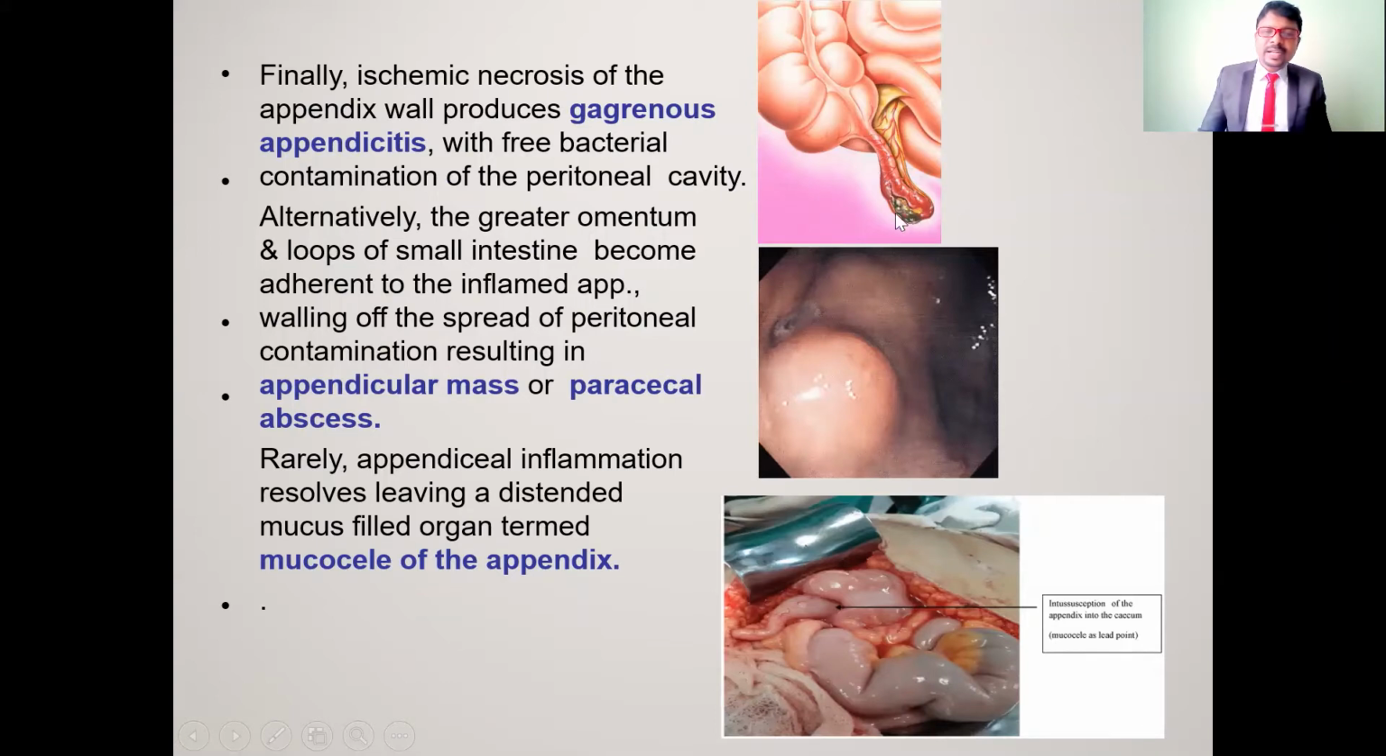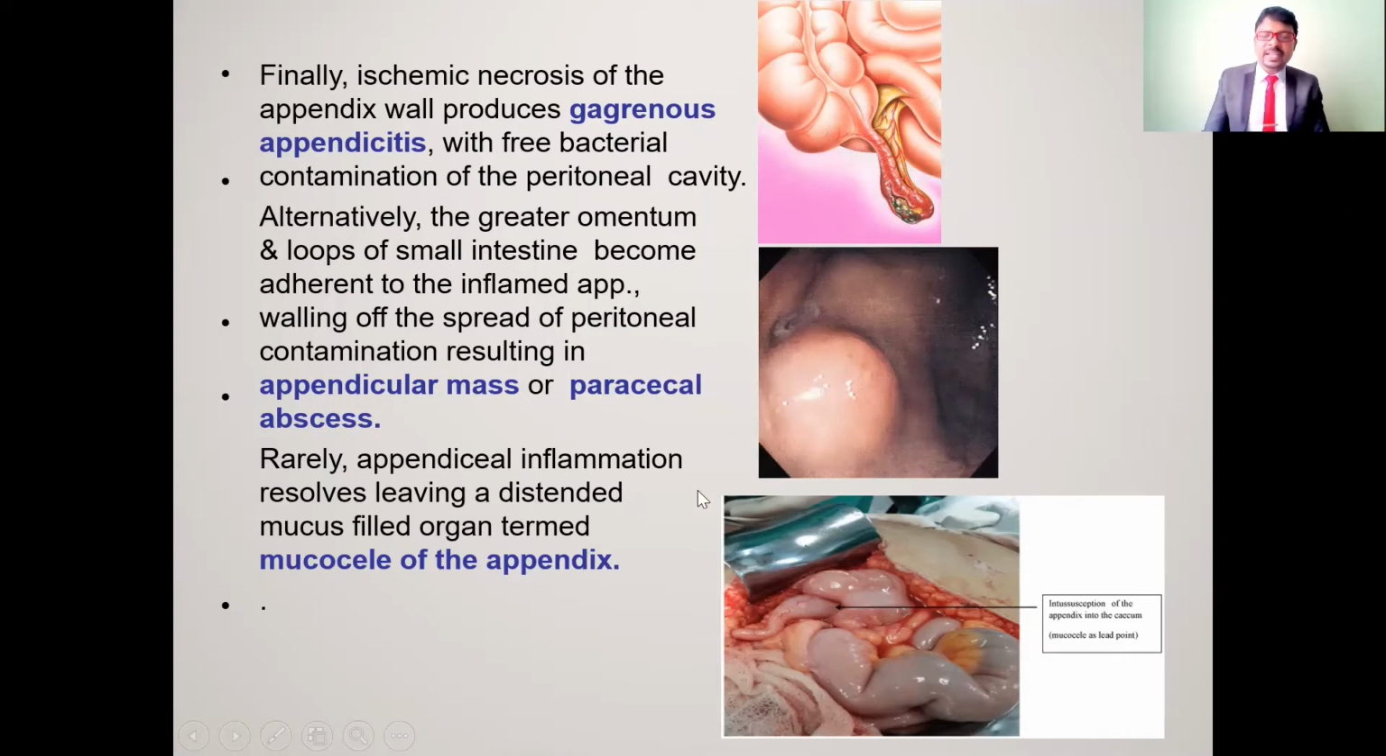It may also lead to the omentum and loops of the small intestine becoming adherent, with inflammation around the appendix. So it may lead to an appendicular mass and also paracecal abscess formation. After the inflammation, the gangrenous appendicitis may give rise to an appendicular mass, or a paracecal abscess may develop, with pus formation in the paracecal region.